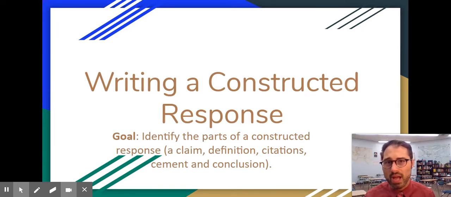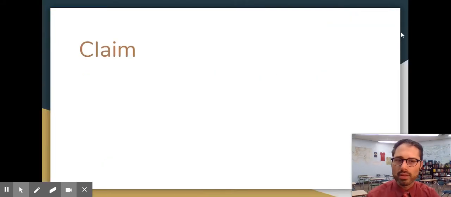And a constructed response is just a paragraph written in response to some type of prompt, something we're asking you to write about. So this is the beginning of analysis writing here. This isn't storytelling. Constructed responses aren't just your thoughts. Constructed responses are putting all pieces together for us to analyze or compare and contrast something. So let's go through these major pieces.